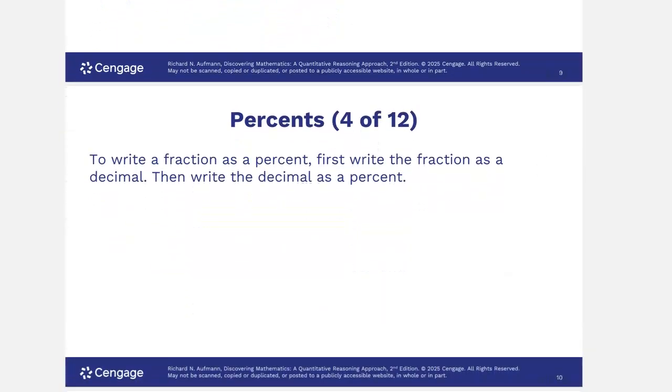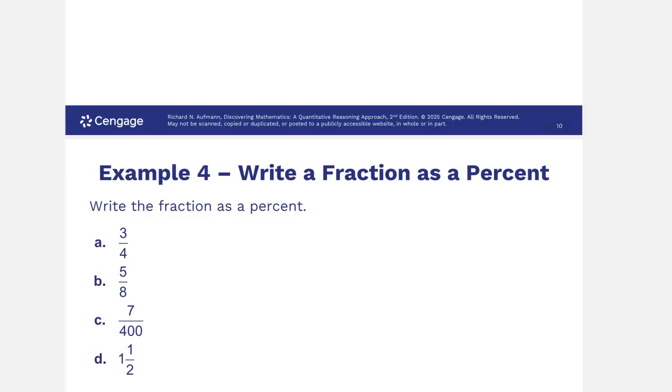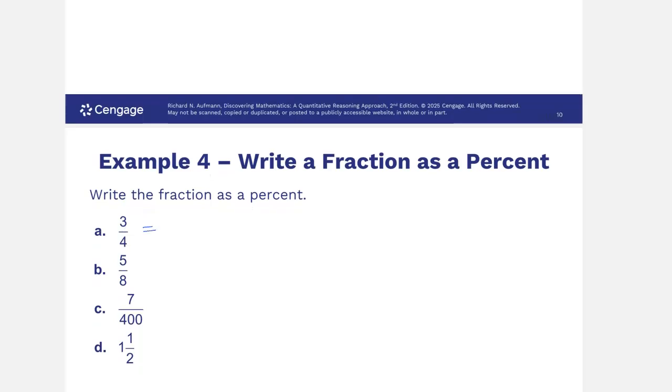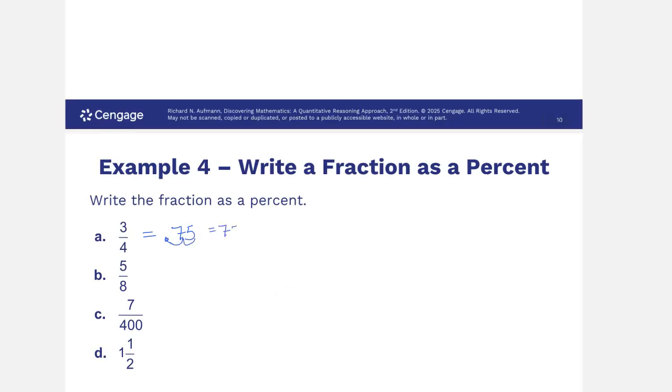So let's go the other way. Let's write a fraction as a percent. The easiest way to write a fraction as a percent is to go ahead and divide that to get the decimal first. So we're going to have 3 divided by 4. I'm just going to type that in my calculator. I'm doing that off screen. That gives me 0.75. And then we're going to turn that back into a percent by moving that decimal 2 places to the right. So we're going to do the same thing here. 5 divided by 8 is 0.625. And then if I move that decimal 2 places to the right, I get 62.5%.